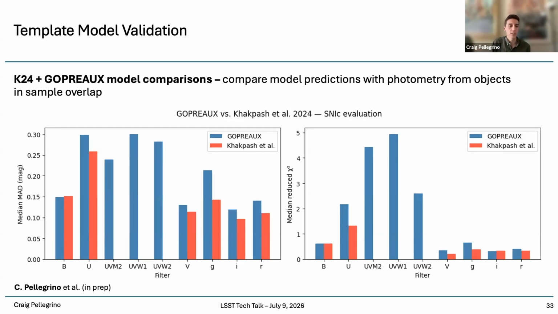The UV filters tend to have larger deviations. Again, that's more or less to be expected. The UV is less well sampled, and it tends to have more diverse evolution. So overall, this is a good confirmation that the templates that we've produced are accurately fitting and reproducing the typical transient evolution.